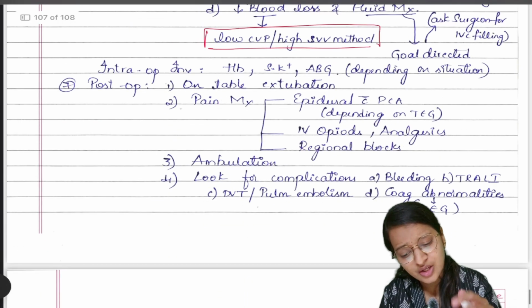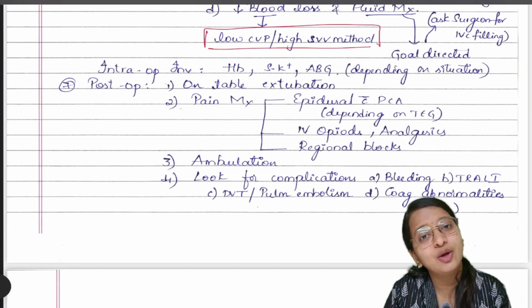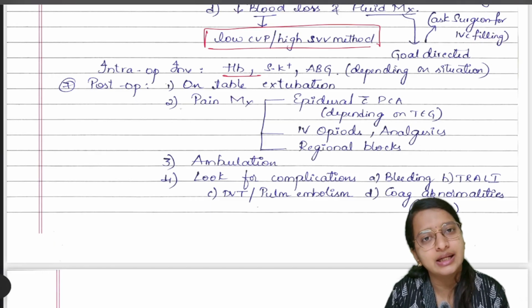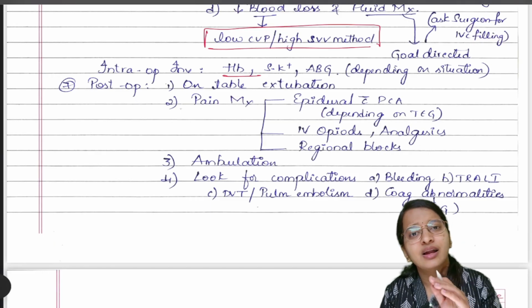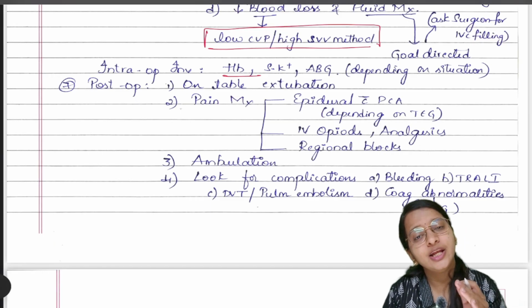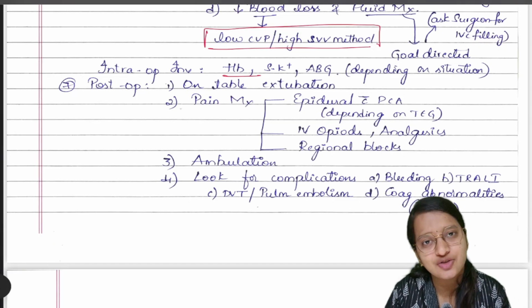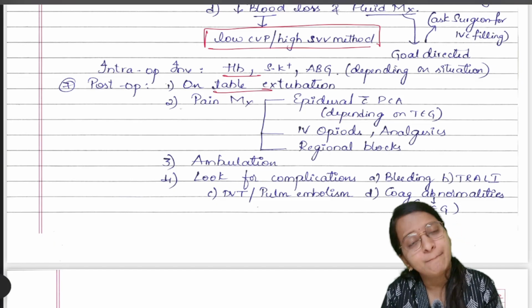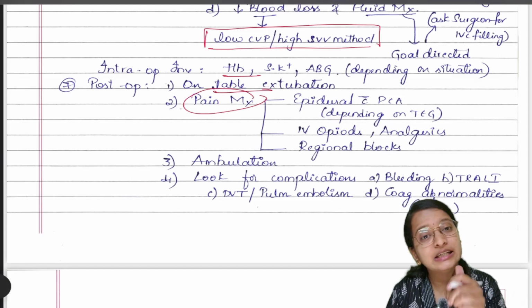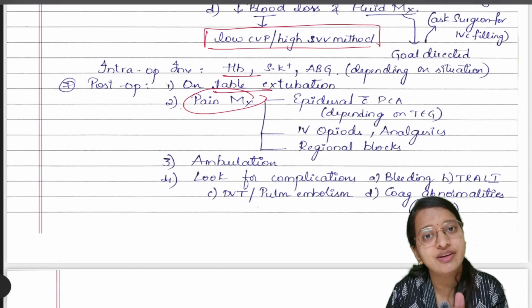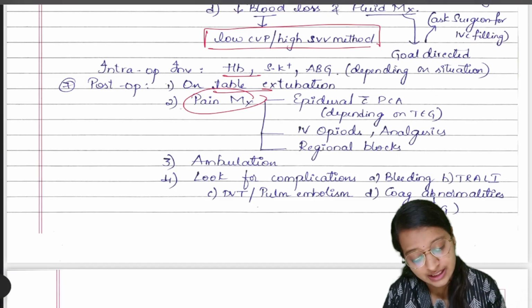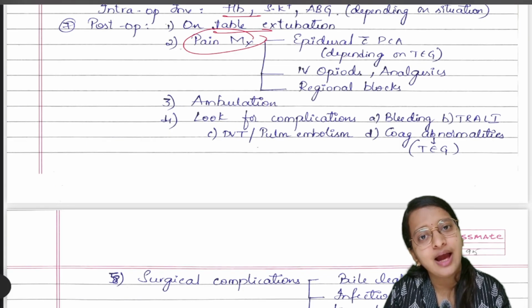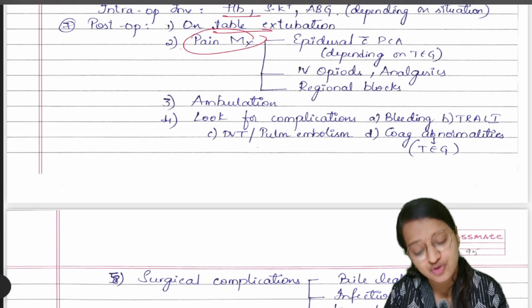So intra-op investigations, depending on the hemorrhage going on, we'll be going for Hb, electrolytes, and ABG. If it is going like a normal case, we need not go for investigations intraoperatively. Post-operatively, we'll go for on-table extubation and multimodal pain management. Early ambulation is very much necessary. We have to give thromboprophylaxis for these patients, and we have to check for any bleeding and coagulation abnormalities post-operatively.